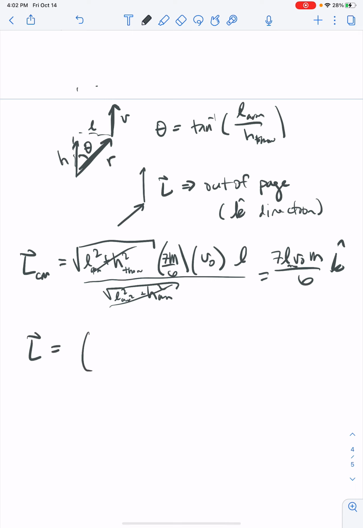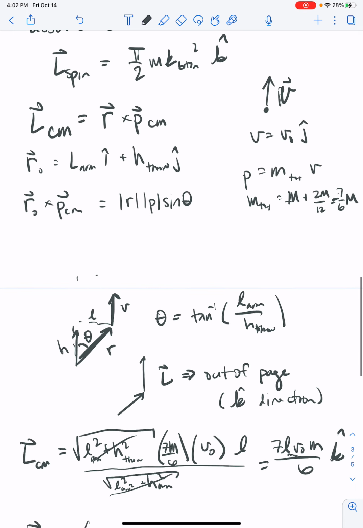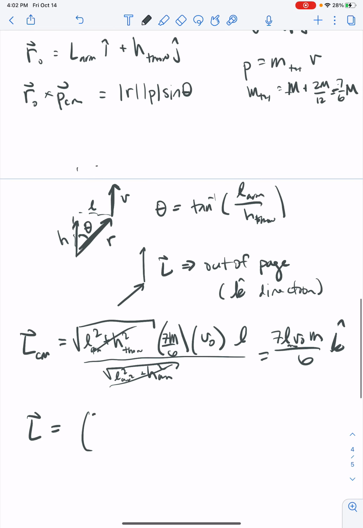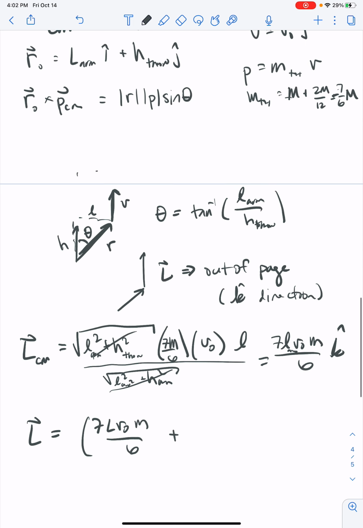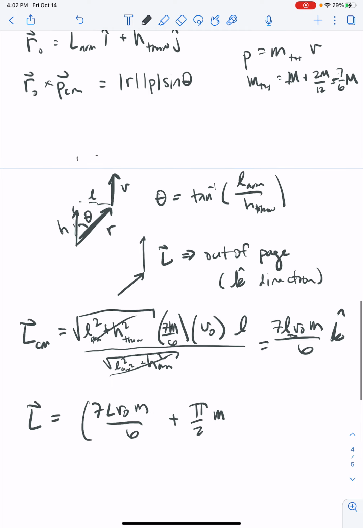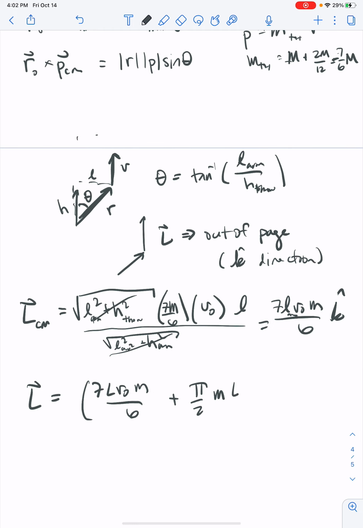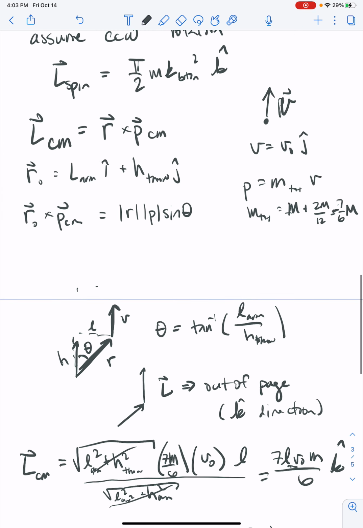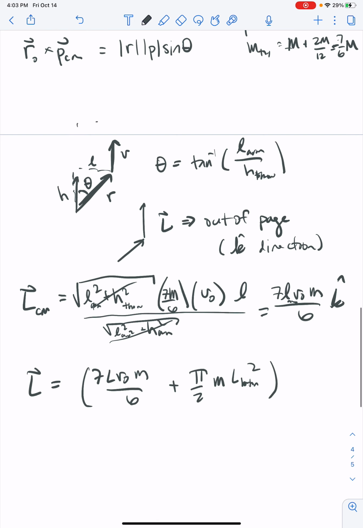So our total L is this plus our spin angular momentum. So we've got 7 L V naught M over 6 plus pi over 2 M L baton squared. Okay. So that's our total angular momentum initially.